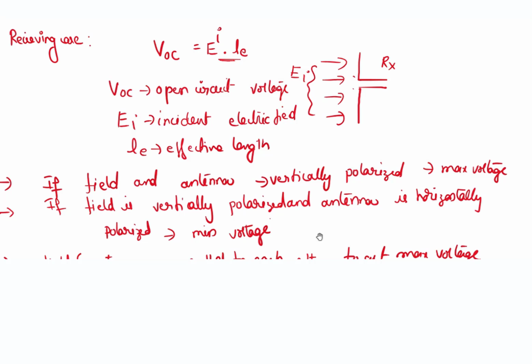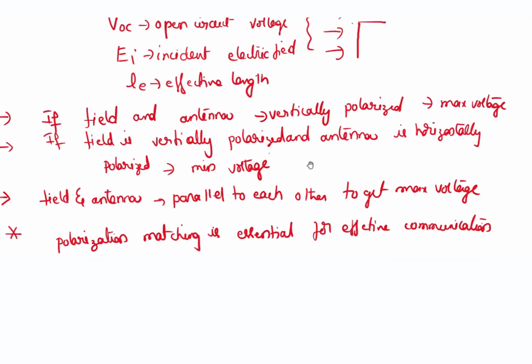If the vector effective length is high, then the transmitting antenna can radiate more signal. If the vector effective length is more, automatically the voltage induced in the receiving antenna is also more. So that's all. That's about vector effective length or effective height of the antenna.